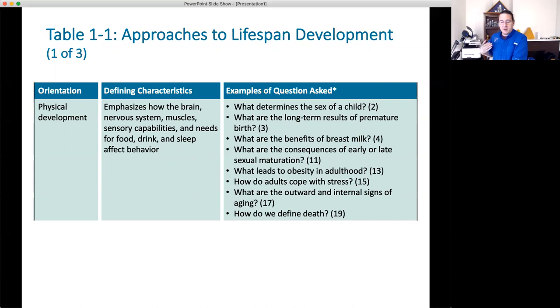A little bit later, we're going to see how they cope with stress and outward and internal signs of aging. Okay, are they aging healthily, right? Or are they on a path of self-destruction or something? And of course, how do they define death? We'll see that a little bit later.